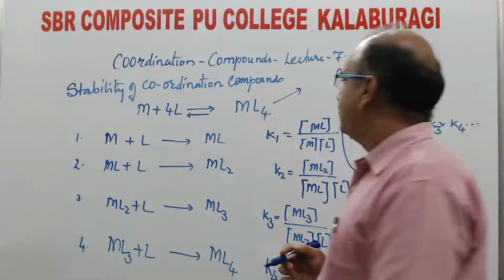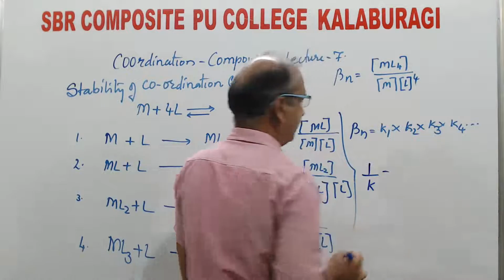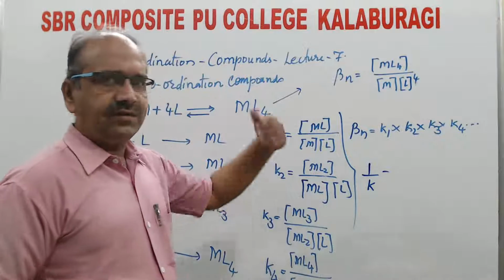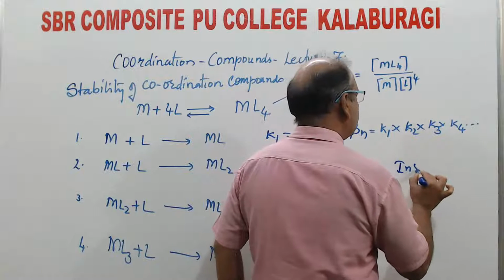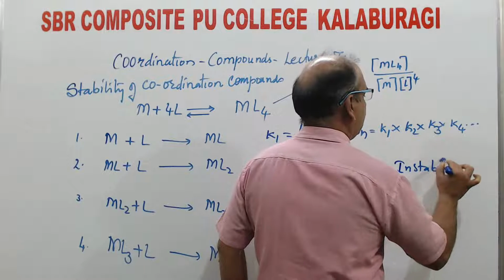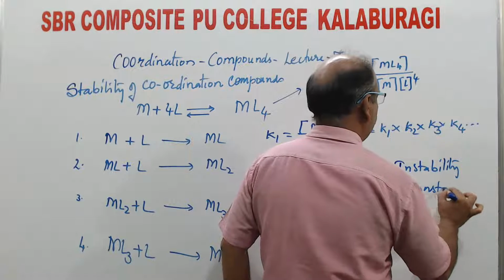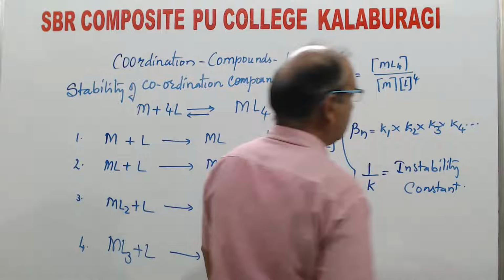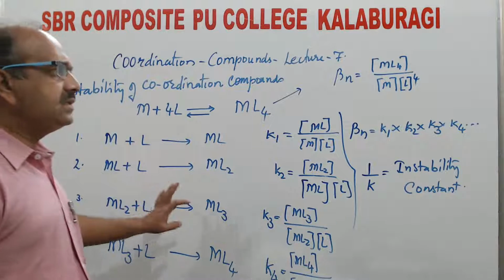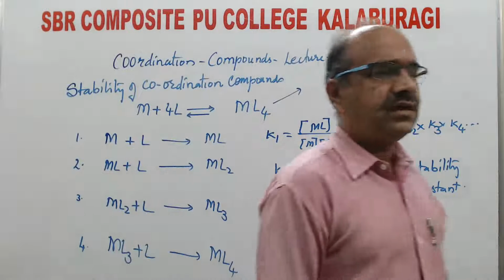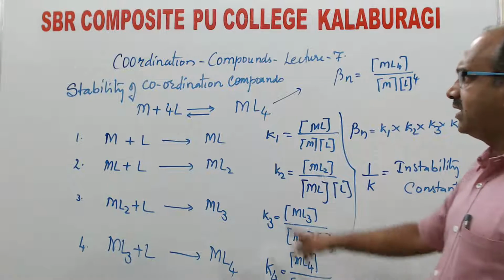Further, if you take 1 by K, the reciprocal, that is called the instability constant. That will give you the extent to which it is unstable. It has not been asked, but it is in the syllabus. For that reason, we have to learn about the stability of coordination compounds.